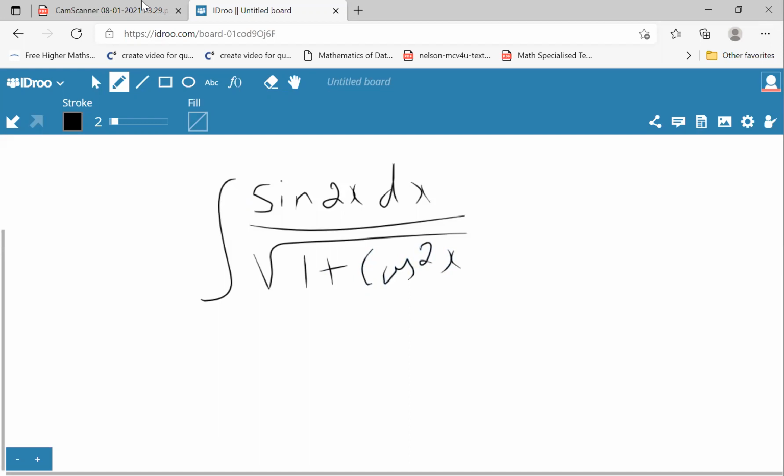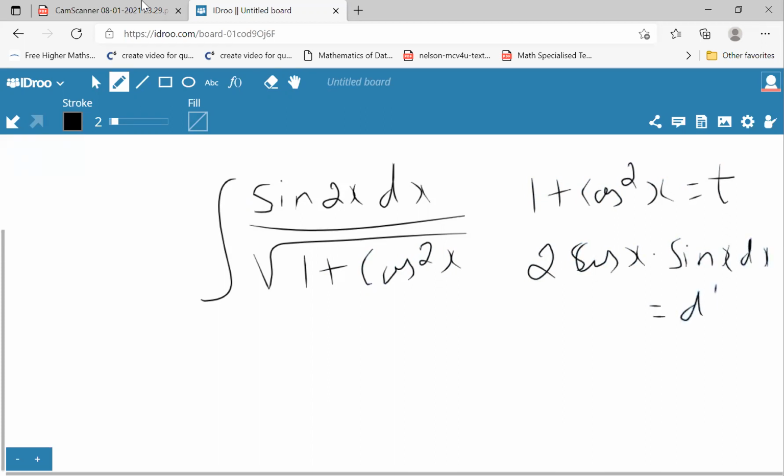Now, what I can do is take 1 plus sine 2x as 1 plus cos squared x, I can take it as t, correct? 1 plus cos squared x as t. So when I differentiate on both sides, what do I get? I'll get 2 cos x into sine x dx is equal to dt. But you know, 2 sin x cos x is nothing but sine 2x, is it not? So sine 2x dx is equal to dt. Which is nothing but, now in the place of sine 2x dx, I can now substitute dt.